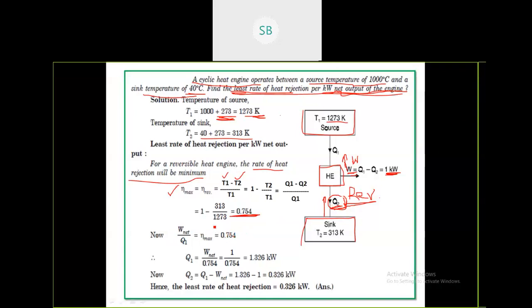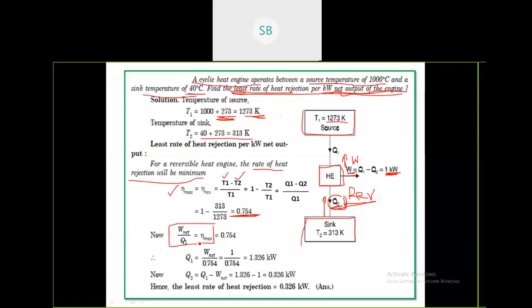We know the formula for efficiency, right? Work output upon input. What is the output? W net, and this is 1 kilowatt. Now we just put the value in this and find out Q1. First we find out Q1.